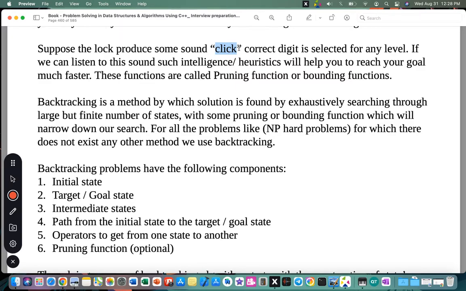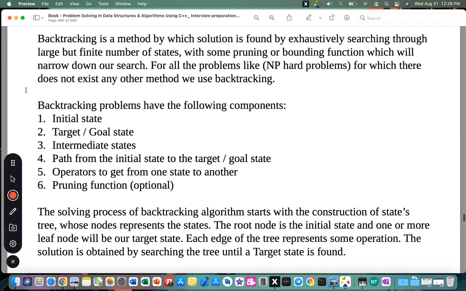when the correct digit is selected for any level. If we can listen to this sound, such an intelligent heuristic will help you to reach your goal much faster. If you have a click, then you can search much faster because you just scroll through them fast and it will click, right? These functions are called pruning functions or bounding functions, the click thing.